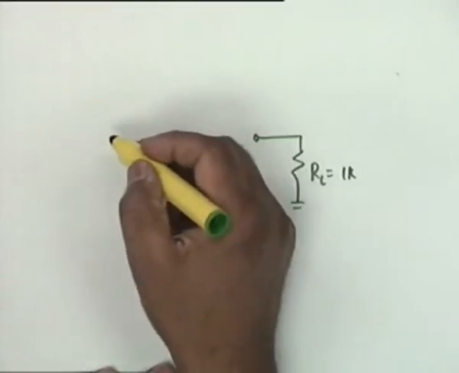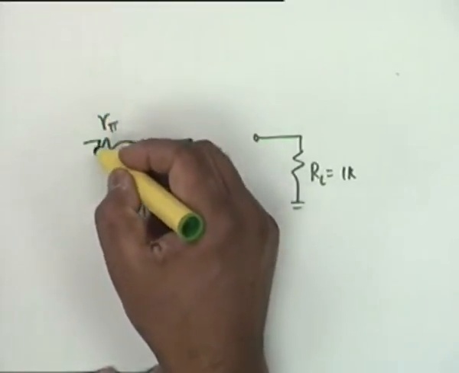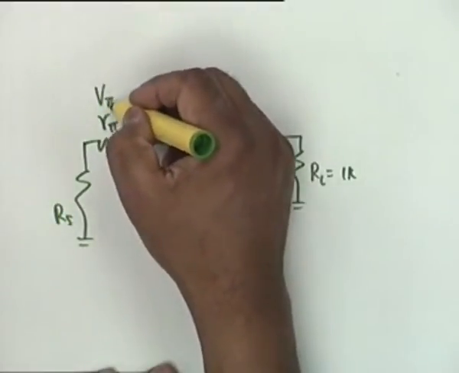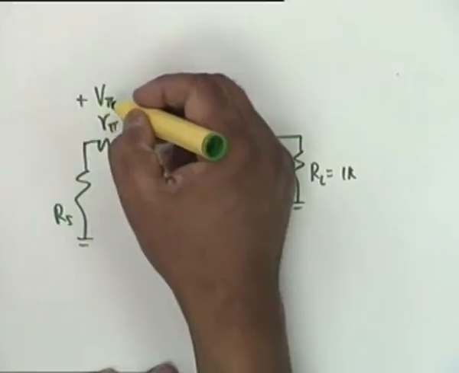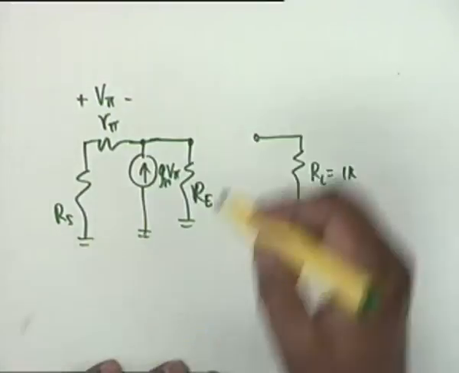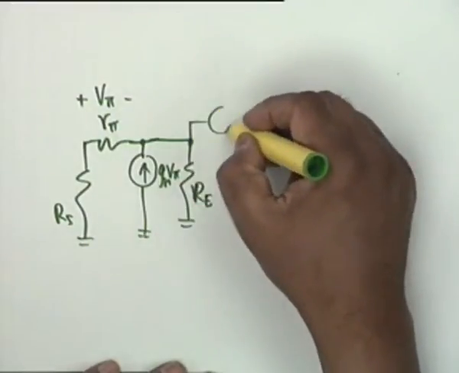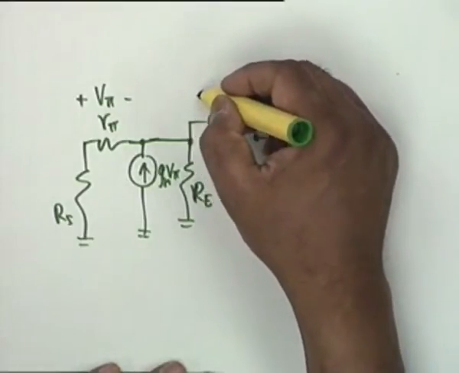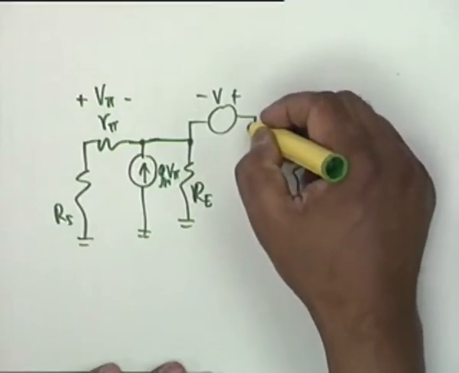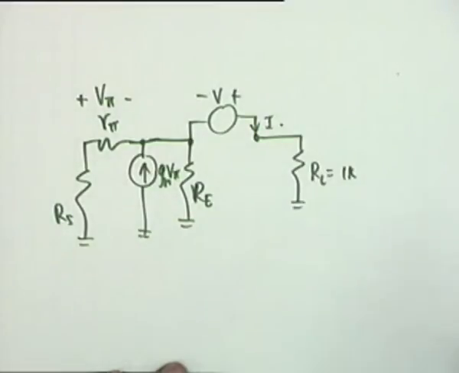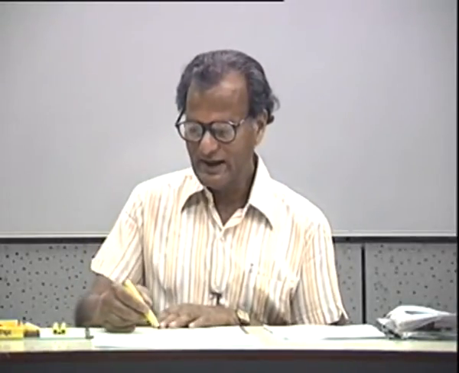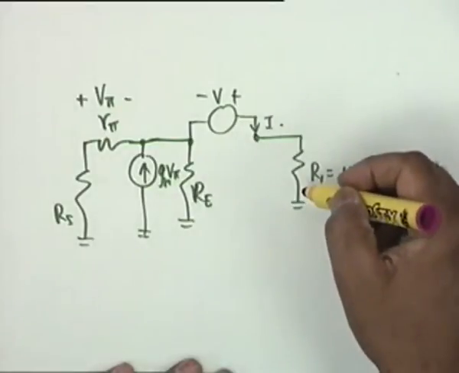Then you have R pi and series RS that goes to ground, and there is a V pi voltage here with this polarity, plus minus. Okay. And this is the impedance. Well, you connect a voltage source V here, any polarity doesn't matter, and this is the current I. Now, what you should do before writing any loop equation or node equation, you should observe that RL is in series with the source.